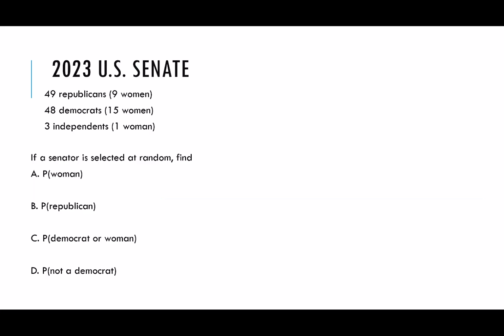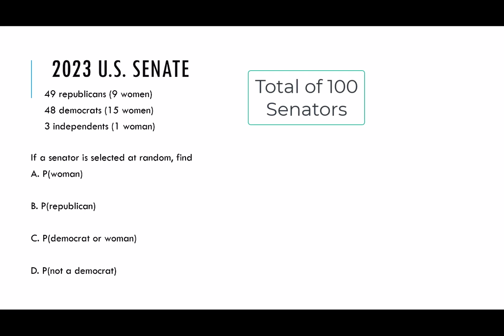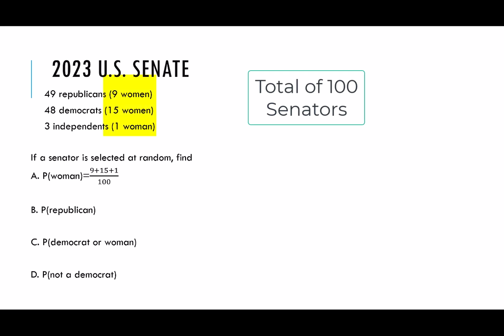The 2023 U.S. Senate is composed of 49 Republicans, of which 9 are women, 48 Democrats, of which 15 are women, and 3 independents, of which 1 is a woman, which gives us a total of 100 U.S. senators. If a senator is selected at random, let's find the probability the senator is a woman. To calculate our probability, we look at the total number of women, which would be 9 plus 15 plus 1, and we divide by the total number of senators, which is 100.